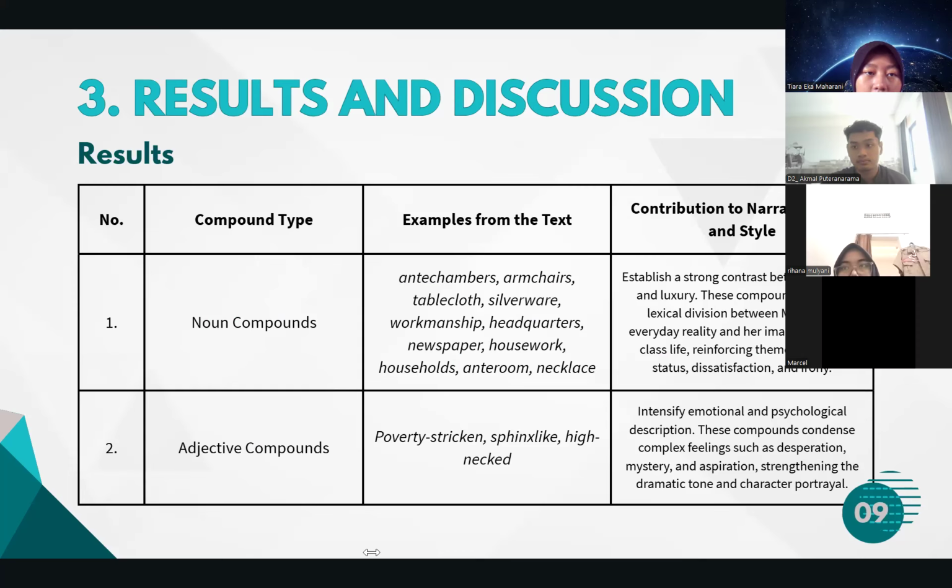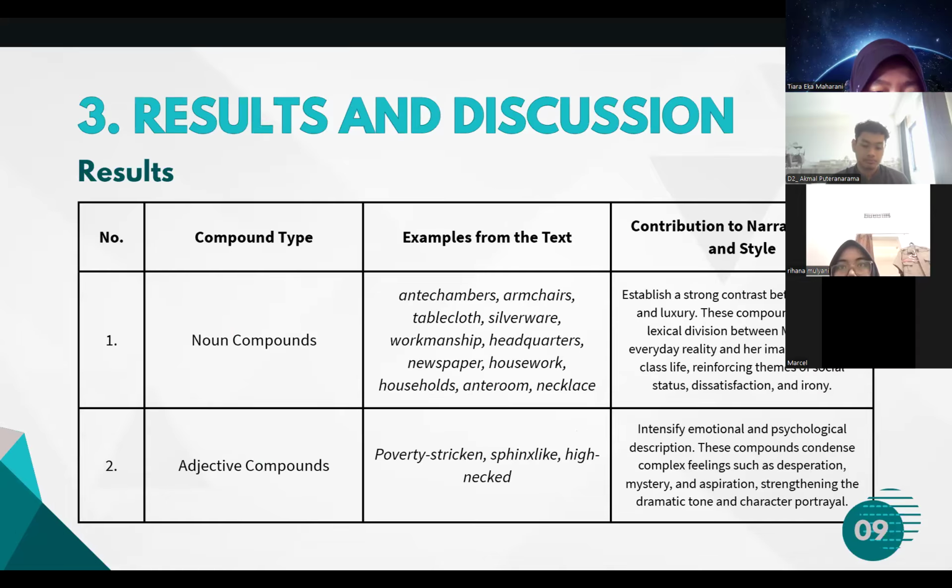Okay, for the result and discussion, the first is results. Number one is noun compound. Examples from the text are antechambers, armchair, tablecloth, silverware, workmanship, headquarters, newspaper, housework, household, anteroom, and necklace. The contribution to the narrative tone and style is to establish a strong contrast between poverty and luxury. These compounds create a lexical division between Mathilde's everyday reality and her imagined upper-class life, reinforcing themes of social status, dissatisfaction, and irony.